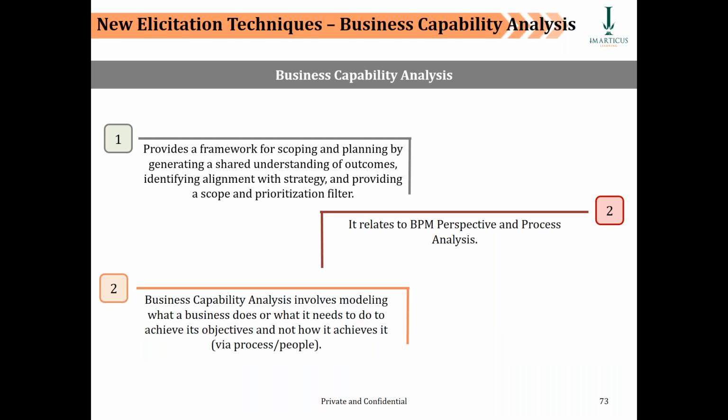Business capability analysis. So, guys, every time we are sitting and having some discussion, please read the words yourself as well. Business capability, analysis of business capability. You will understand at least some part of it already. Business capability analysis, guys, provides a framework for scoping and planning by generating a shared understanding of outcomes, identifying a specific alignment with the strategy, and providing a scope and prioritization.